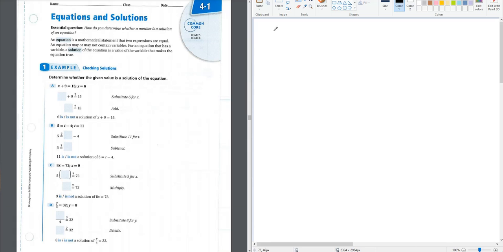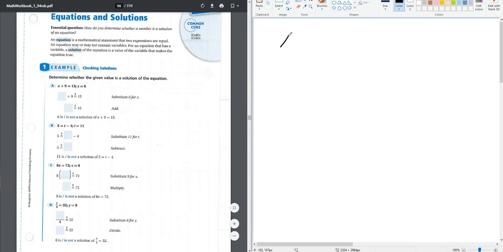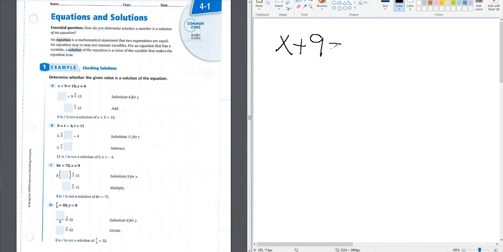So the first thing we're going to do here is I'm going to look over here. It says x plus 9 equals 15, where x equals 6. Okay. So right here, we have this equation, and they give us a possible solution. Now, this x value doesn't necessarily have to be true. They're just saying, hey, x equals 6. That could be correct, that could be incorrect. Your job is to find out whether or not that's correct.